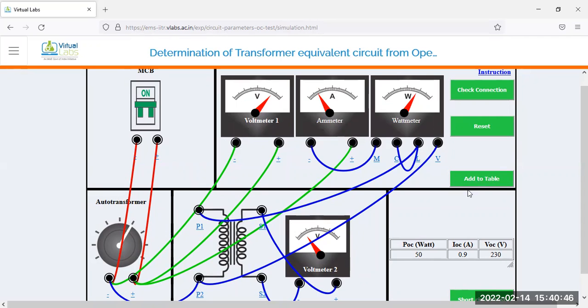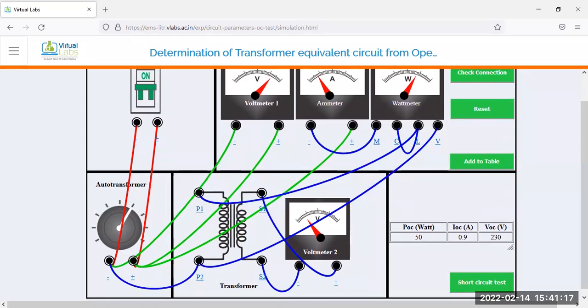I click here, and we got the values of the open circuit test measuring instruments: wattmeter reading 50 watt, no load current 0.9 ampere, and voltage 230 volt. So this is all about the open circuit test. You may carefully practice on the virtual lab, so the connection will be remembered in your mind. Next we go for the short circuit test similarly.